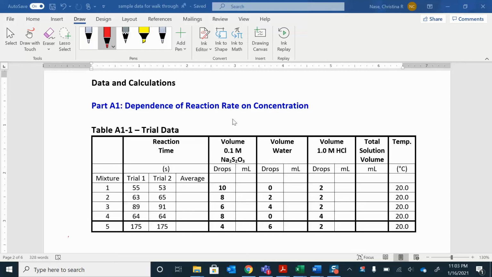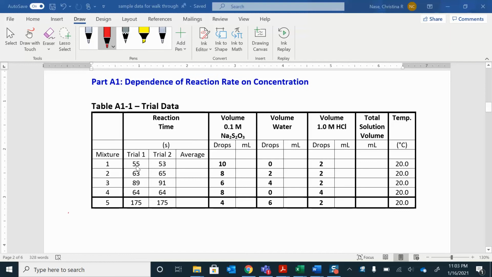So I'm going to walk you through the calculations for the kinetics lab. What I did was I just pulled out some sample data. When I ran through the reactions, this is what I got for my times for trial one and trial two, for all these different mixtures. And I'm going to switch over to Excel because I think this first part is done.